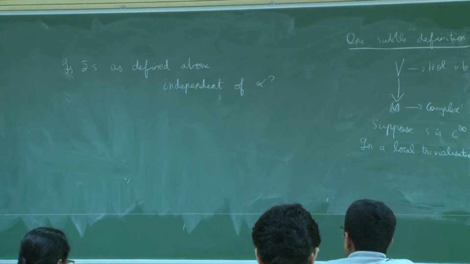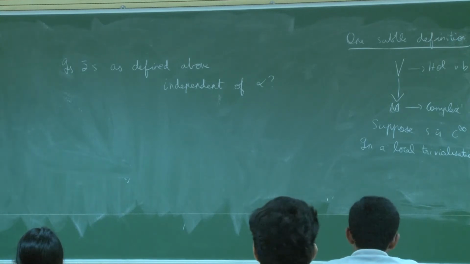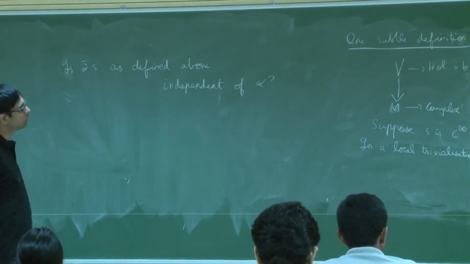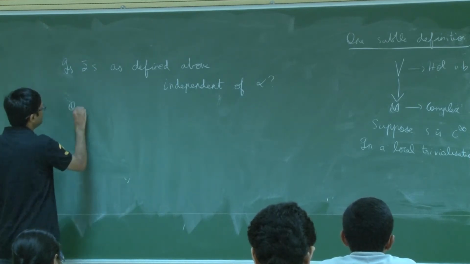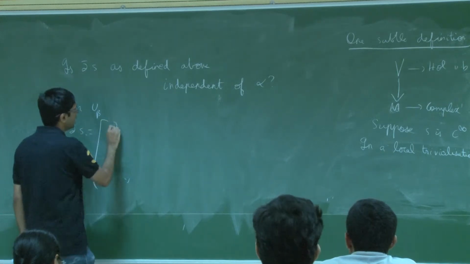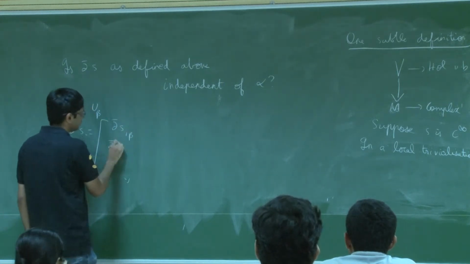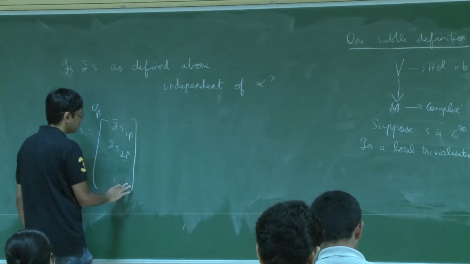That's the only disadvantage with defining things locally, in that you have to keep checking this. If you do it globally, you don't have to, but it's most natural to do these things locally anyway, right? What does this mean? Suppose on U beta, we would have defined this like this, S2 beta and so on, right?